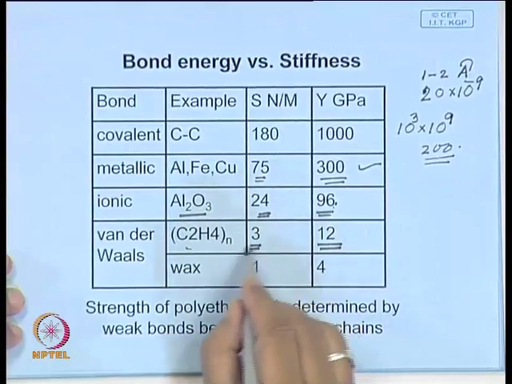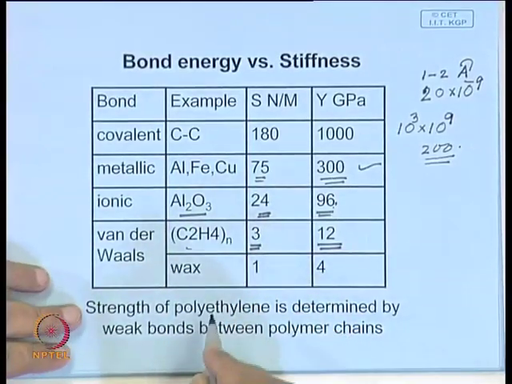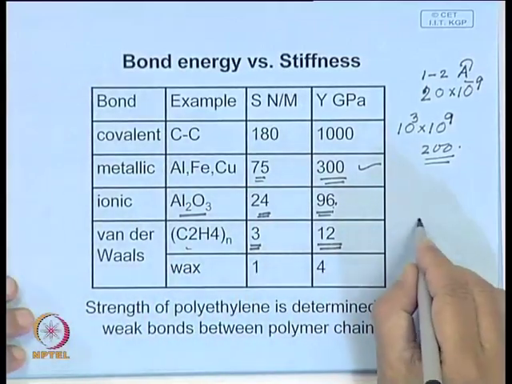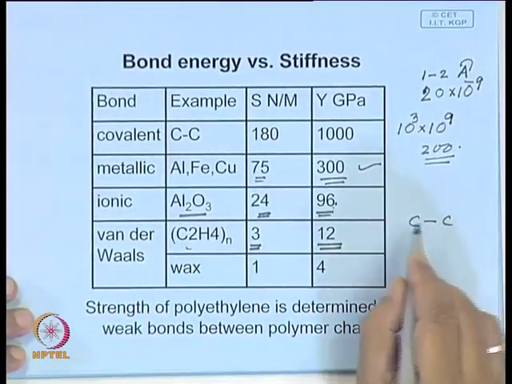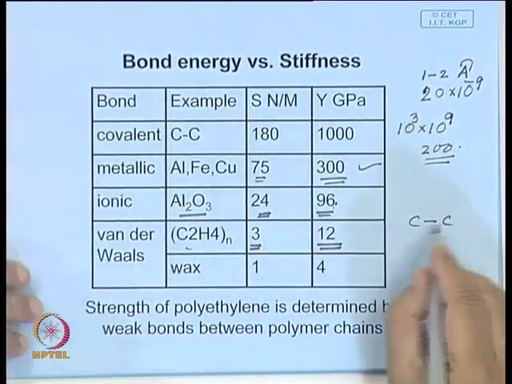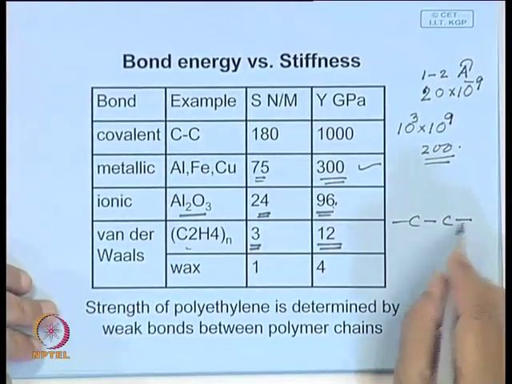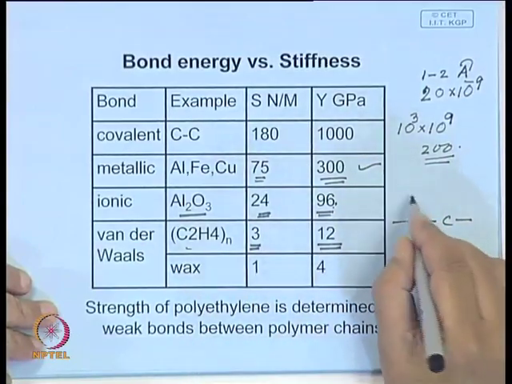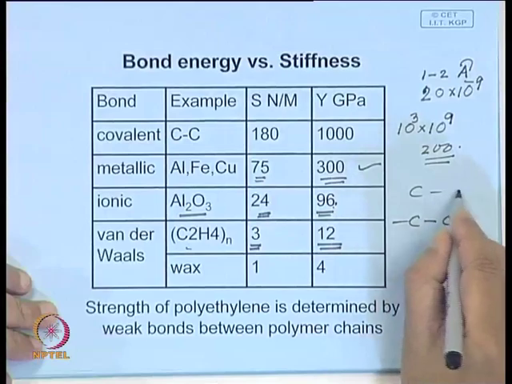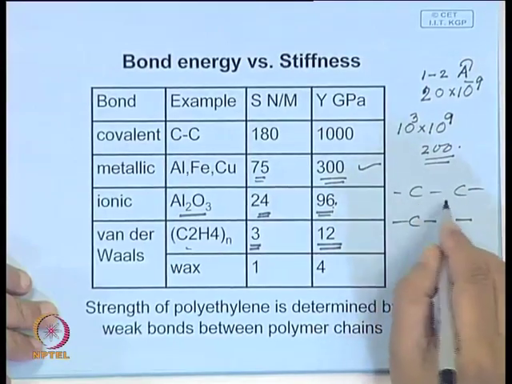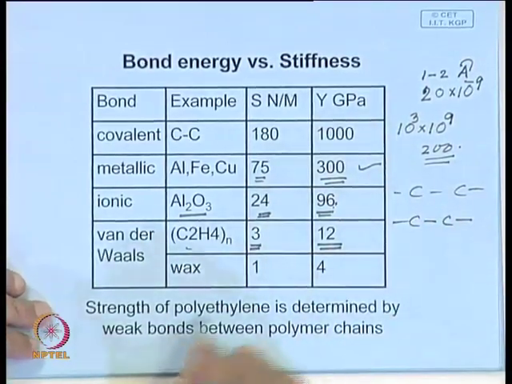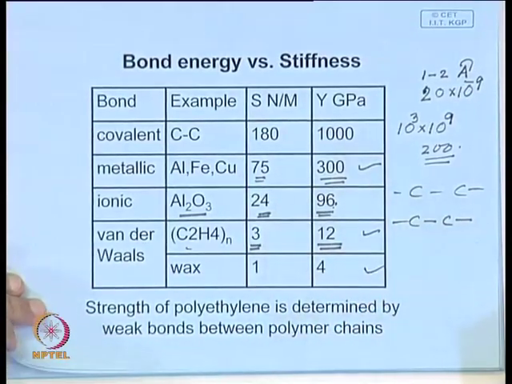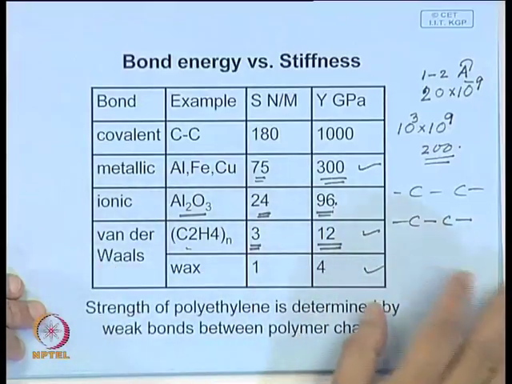Here the stiffness is very low, and if you look at the carbon-carbon bond, it is very strong, but in a polymer, along the chain it has high strength, but its strength is primarily determined by van der Waals bonds which are between chains. So, it will be several chains. So, between chains there is a van der Waals bond. So, its strength here, here and here is primarily determined by the van der Waals bond.